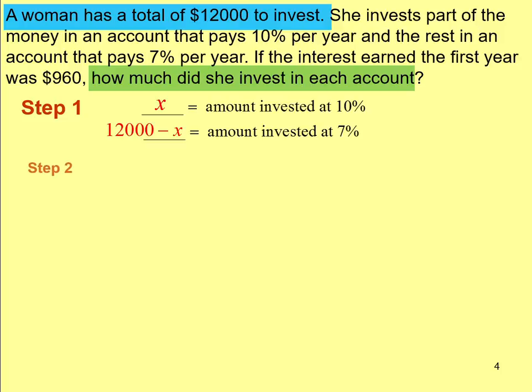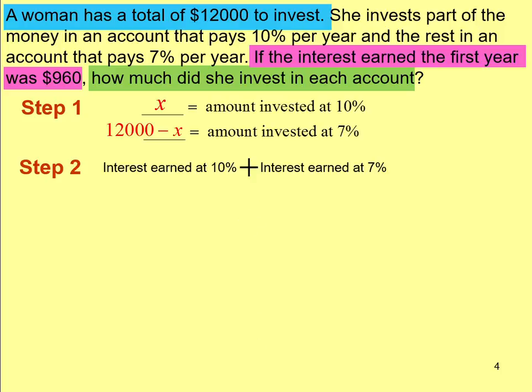The equation needs to come from the rest of the problem. In fact, taking a look at the interest, we know that the interest earned at 10% plus the interest earned at 7% has to come out to be 960. So what's the interest earned at 10%? Well, it's 10% times however much you invest at 10%, which in step 1 we called x. The interest earned at 7% is 7% times however much you invest at 7%. Add those together, you get 960.